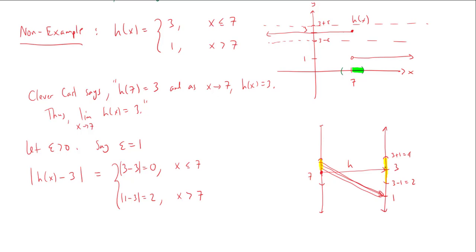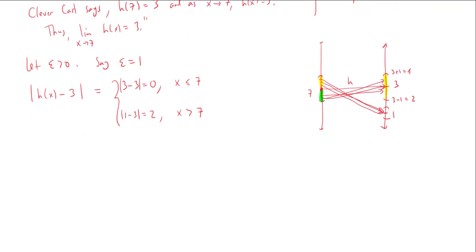On the other hand, all this stuff down below is going to map over to 3. That actually does go into this 3 coin, and this would be outside of a coin around 1. So this also tells us that 1 is not a limit. In fact, nothing is going to be a limit. So the limit as x approaches 7 of h of x does not exist.